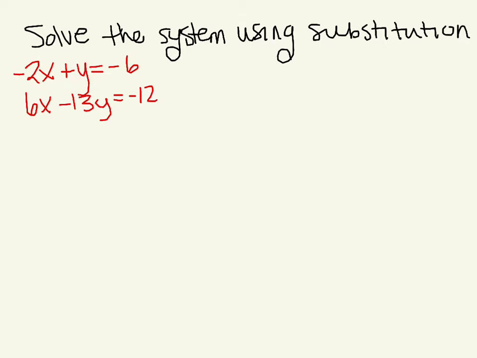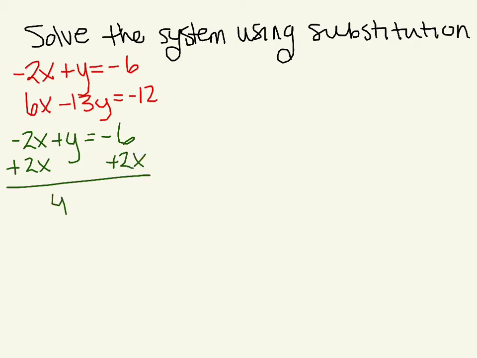So to do that, I'm going to start by just rewriting my equation. And since I'm solving for y, I'm going to add 2x to both sides, which will give me y is equal to 2x minus 6. So now I have written this equation as y equals. So now I'm going to plug this in for that y.